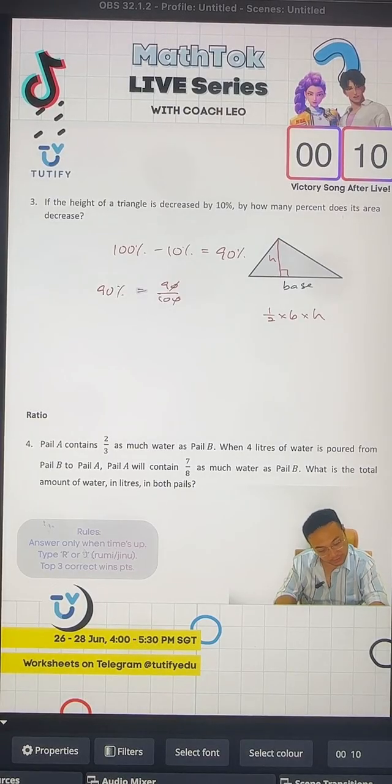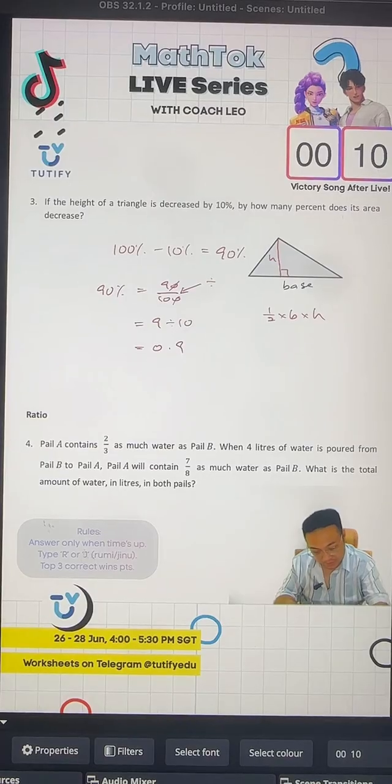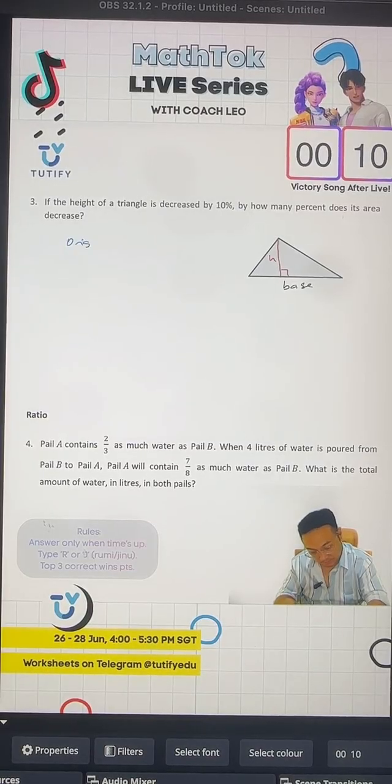And remember, I told you that in a fraction, this line means divide. So basically, you're having 9 divided by 10. What is 9 divided by 10? 0.9. So 90% is actually 0.9. So I'm going to make use of this information, okay? So we are going to say that the original area is half times the base times the height.